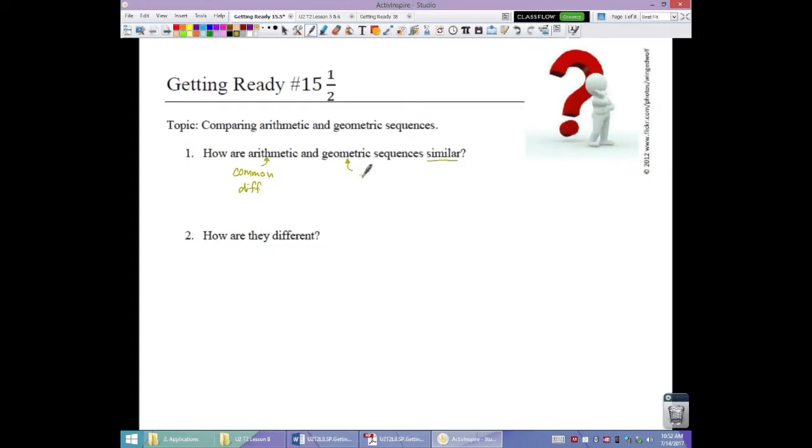In a geometric sequence, we call it a common ratio, but what we really mean is it's a multiplier, and that multiplier cannot change. If you're going to multiply by 2/3, you need to do that for the entire sequence. So I guess the main similarity would be that the pattern does not change once established.